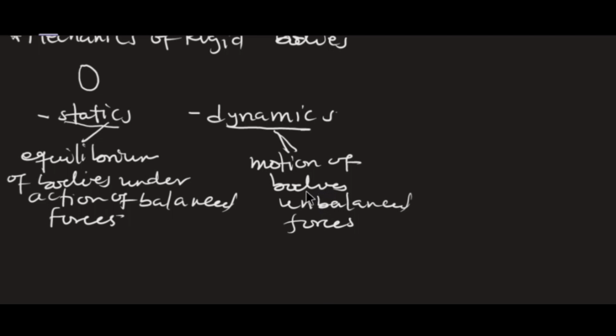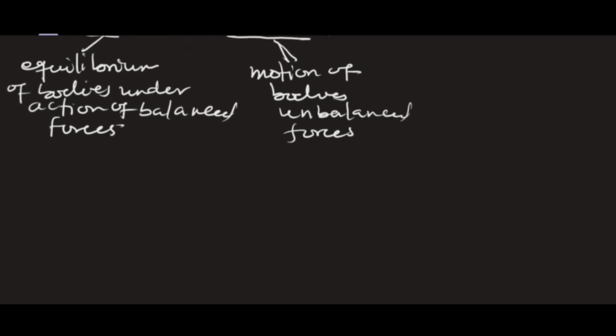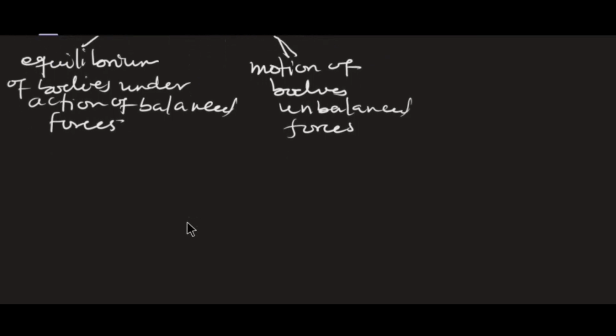Under categories of mechanics, I've mentioned mechanics of rigid bodies. Now let's talk about other branches which are not part of the categories but are still under mechanics of rigid bodies. We have what we call kinematics.